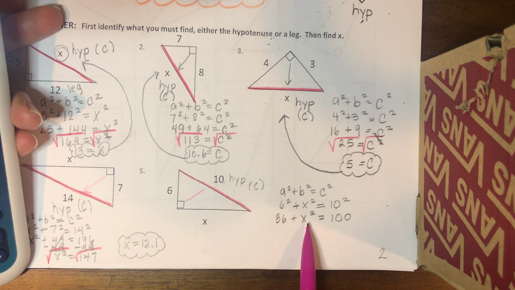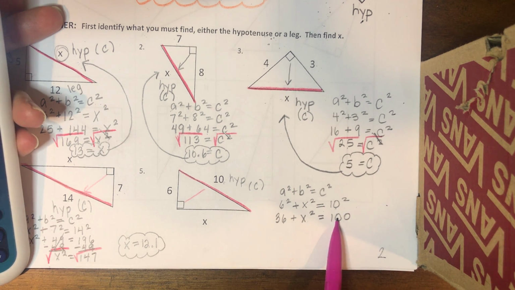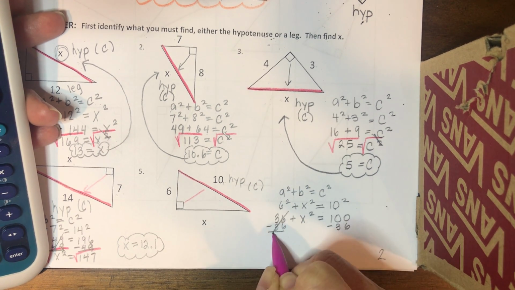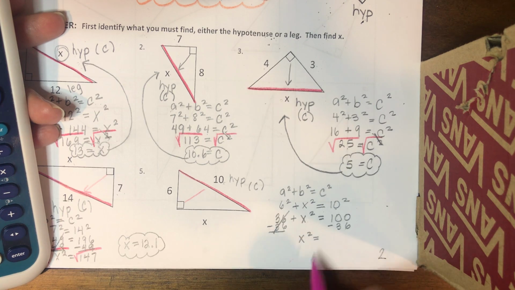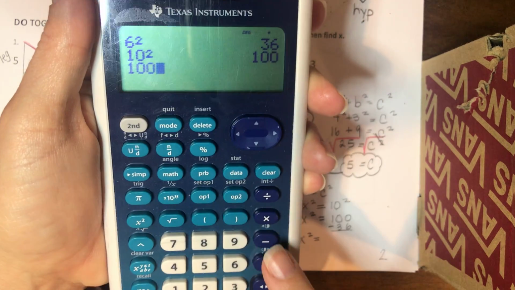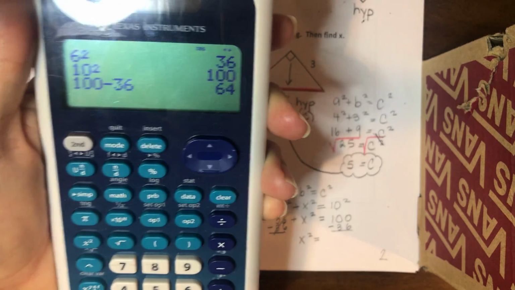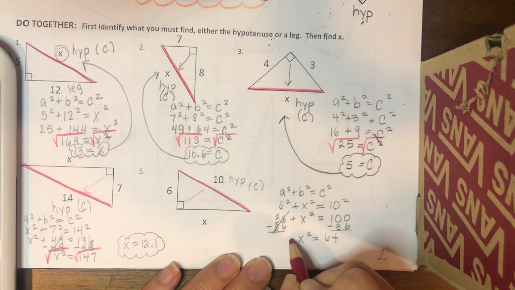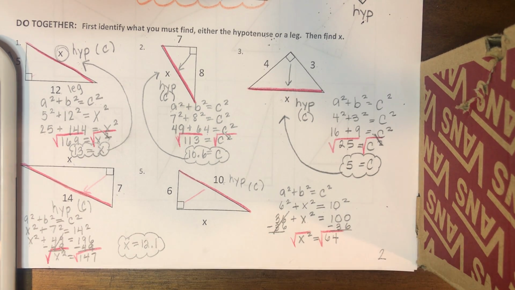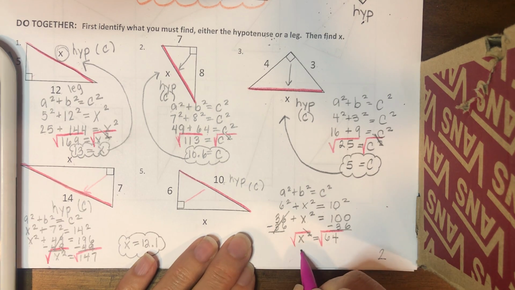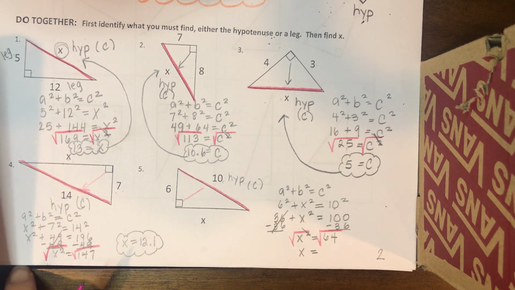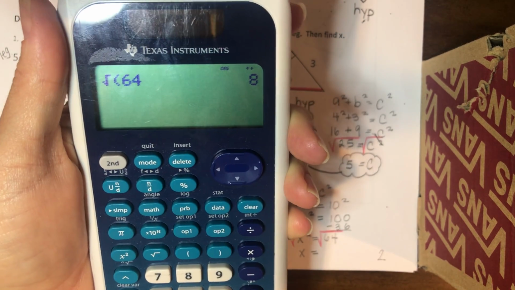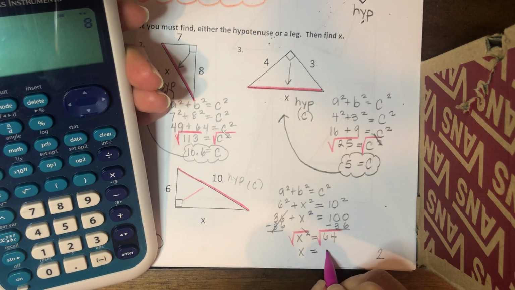Just like over here, we want to get x by itself, so I have to bring the 36 to the other side. So we're going to subtract the 36. They cancel out. X squared equals 100 minus 36, which is 64. I want to find out what x is, so I have to take the square root. The square root and the square cancel each other out. X equals, so the square root of 64 you might know in your head. If you don't, the square root of 64 is 8, because 8 times 8 is 64.